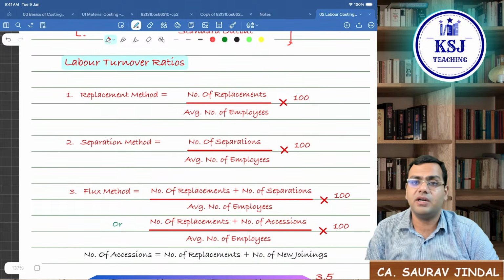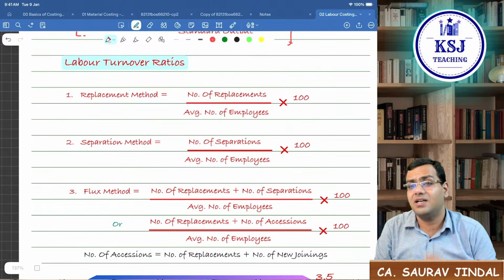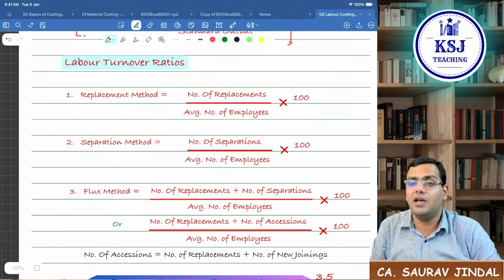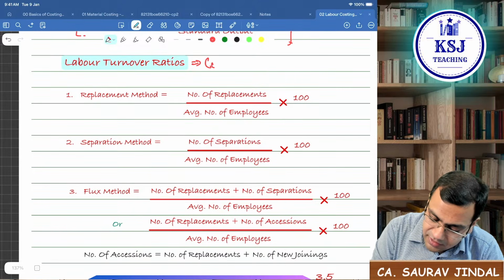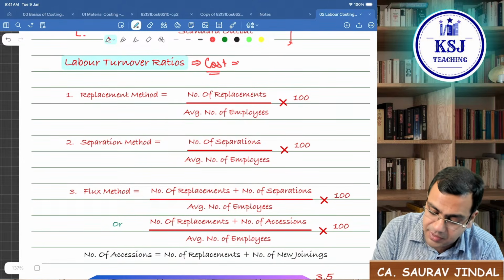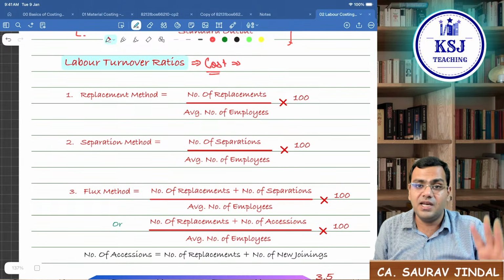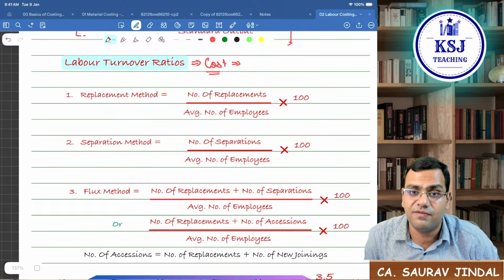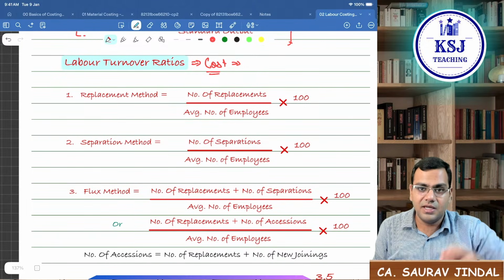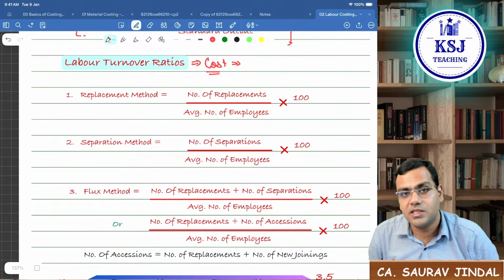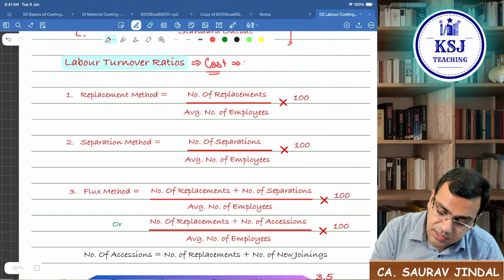Why is it important for any business to know this? Because there is a cost associated with the labor turnover. If the labor turnover is very high, the workers are leaving after every few days, that means there is some problem with the environment of the factory. Something is there, they are leaving again and again. So what is the cost associated? The hiring cost is associated.